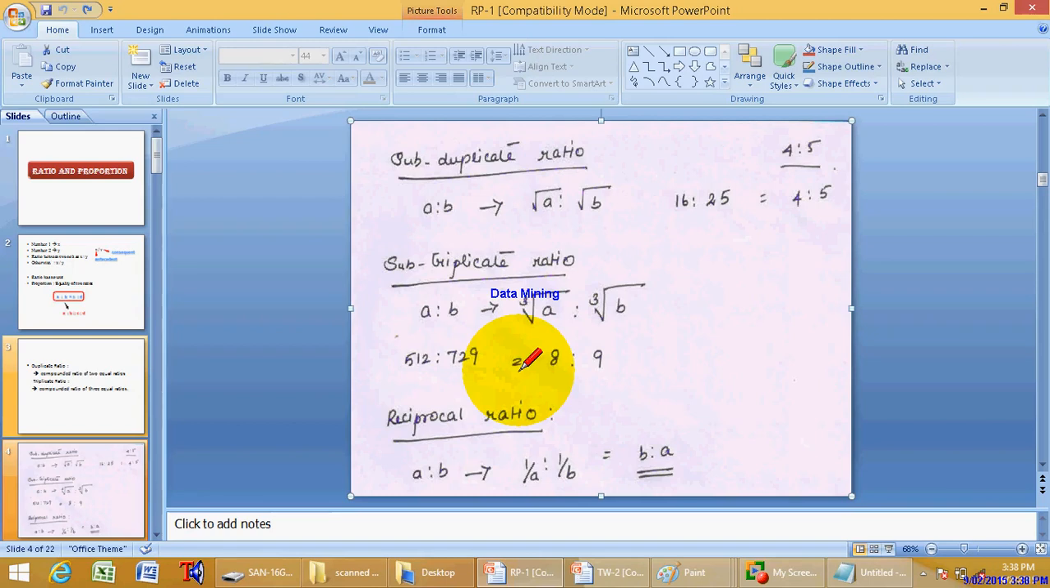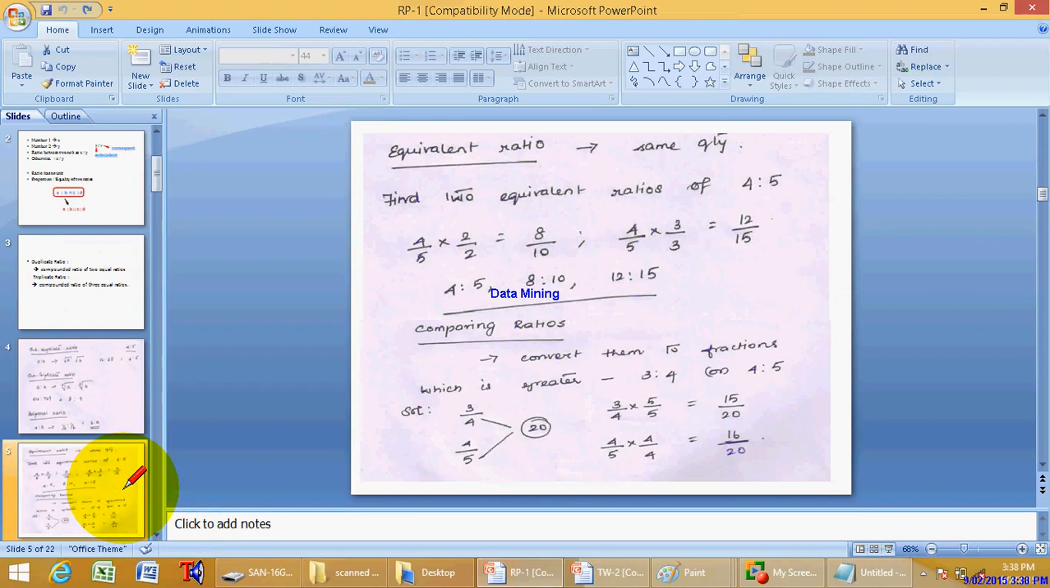And reciprocal ratio. Again, it is very obvious from the given word that it is the reverse. So A is to B, you can say it is B is to A. How does it come, like B is to A? See, the reciprocal of A is 1 by A, the reciprocal of B is 1 by B. Just by cross multiplying these two terms, you get the reciprocal ratio of A is to B as B is to A. Is it simple? Okay.